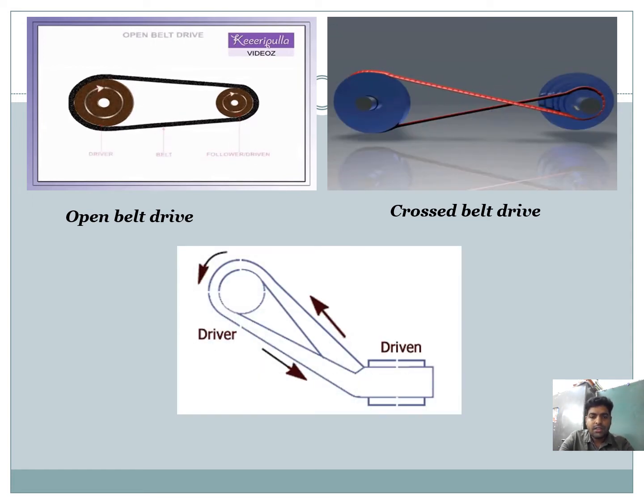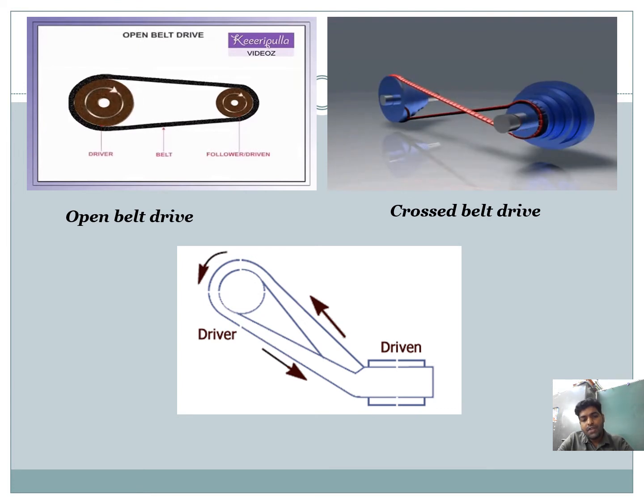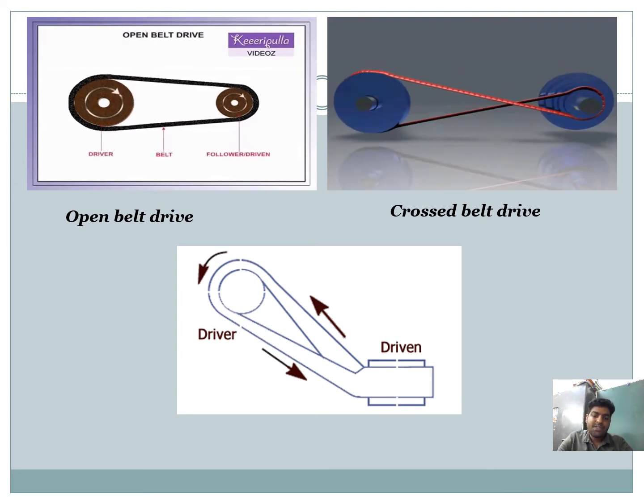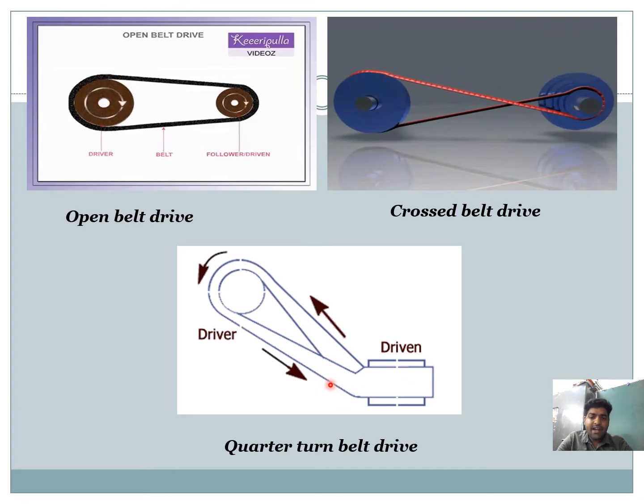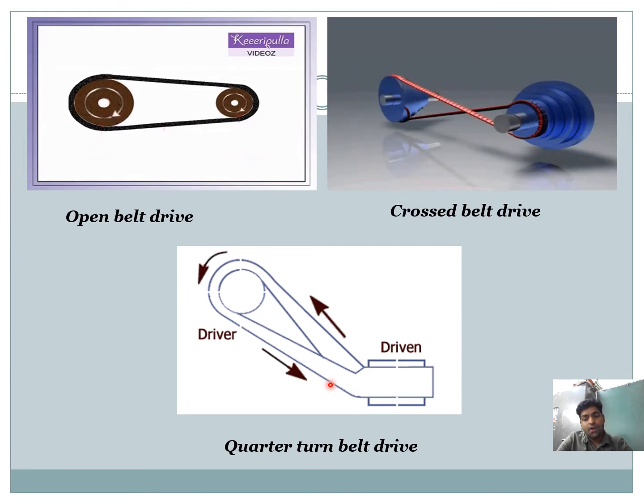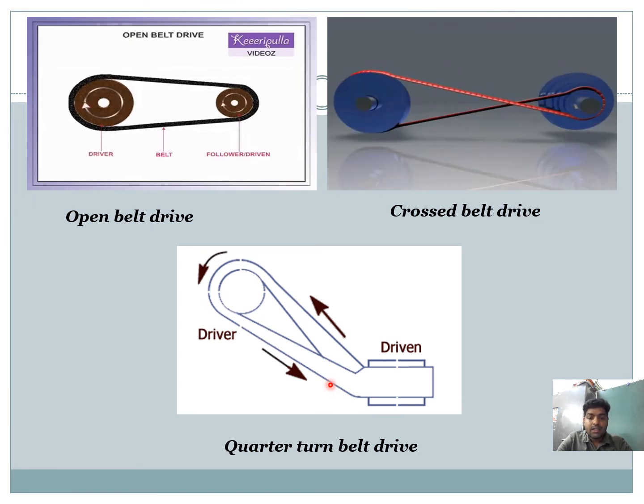And third one is the quarter turn belt drive. The quarter turn belt drive is also known as right angle belt drive. As shown in the figure, it is used with shafts arranged at right angle and rotating in one definite direction. In order to prevent the belt from leaving the pulleys, the width of the face of the pulley should be greater than or equal to the width of the belt.